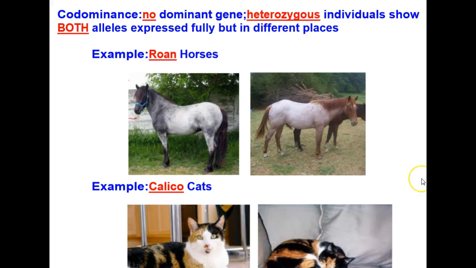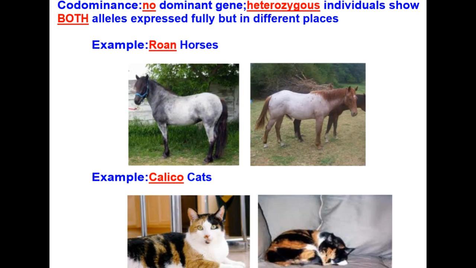We're going to finish our lesson with a pretty neat topic called codominance. And that is, there is no dominant gene. The heterozygous individuals show both alleles expressed fully, but in different places. Great examples of this are the roan horses, which in this, I believe the roan horse on this one is blue and white. You know, it looks black from here. It's actually a dark blue color. Okay, so it has part of the horse that's white and part of the horse that's blue.